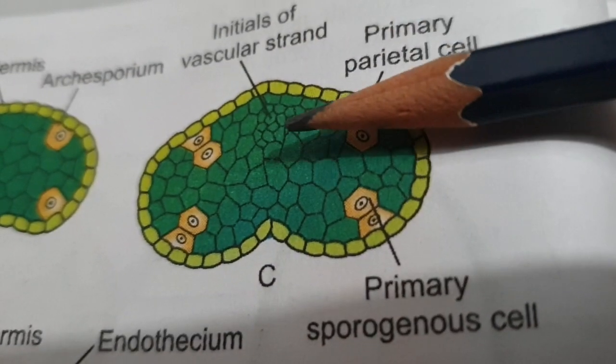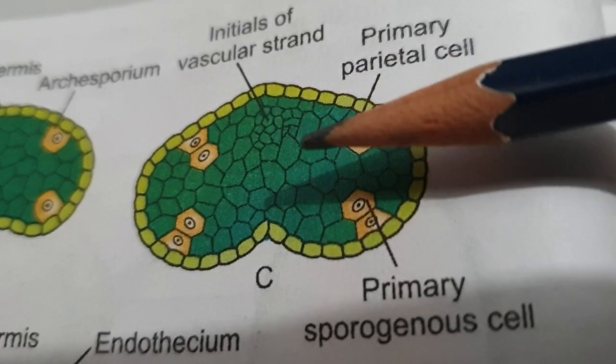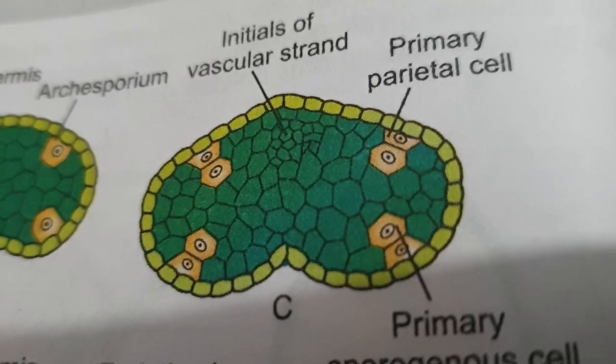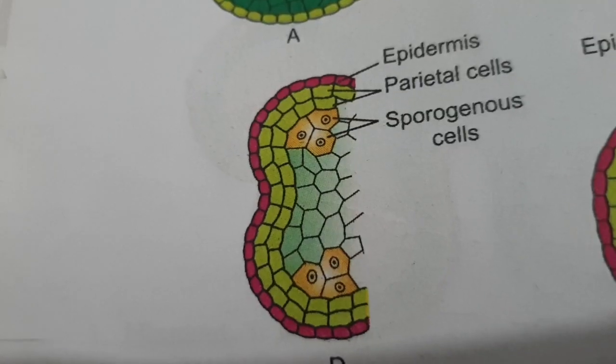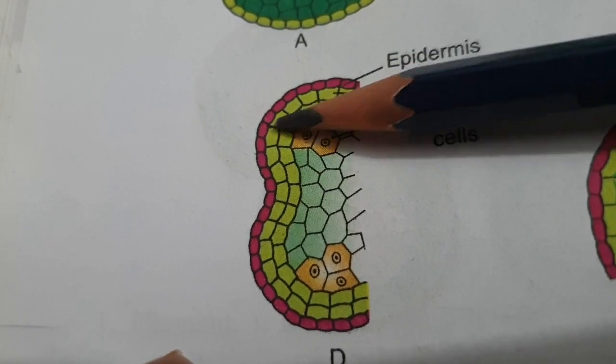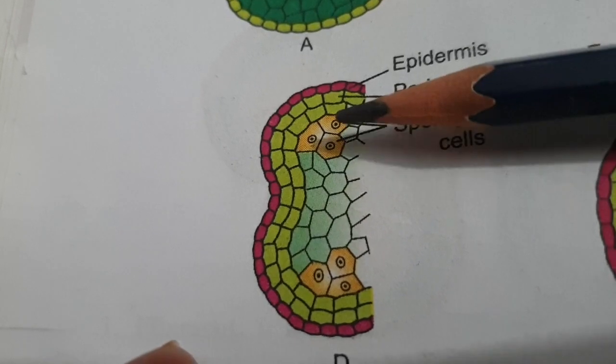Now in between, a vascular strand develops. This is the initial of the vascular strand. Okay, the tissues become differentiated. This will later develop into the connective. Now in this diagram also you can see that this is the epidermis. The red line is indicating the epidermis. The next 2 lines are the parietal cells.